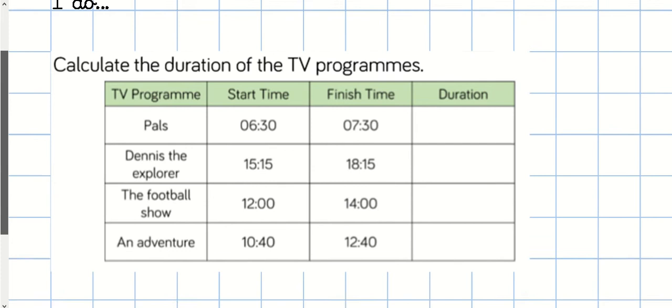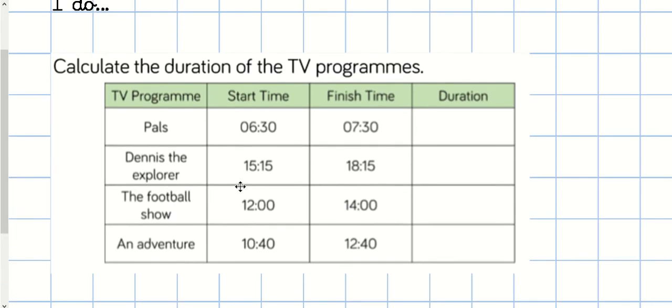I'm going to do the first one and we're going to look at the duration, how long these things take. So, if we're looking at the TV programme, Pals, it starts at 6:30, and that's actually AM, and finishes at 7:30 AM. So actually we know the minutes are the same, but what's changed? The hour. We've gone from a 6 to a 7, so the duration is 1 hour.